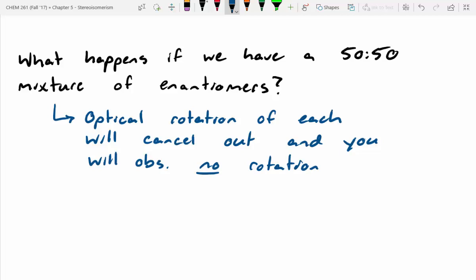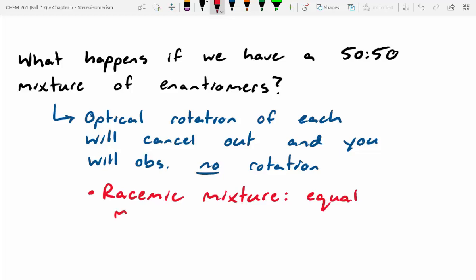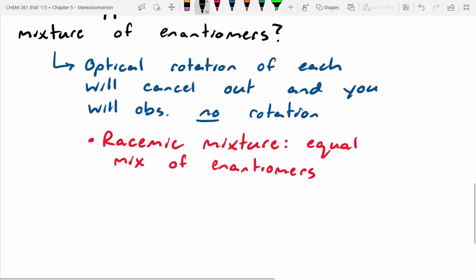This is a really unique situation called a racemic mixture. And that's where you have an equal mixture of enantiomers. Does that make sense? That canceling out? It's a little bit abstract. All right, so let's think about this another way.